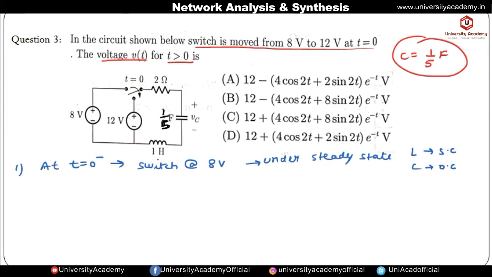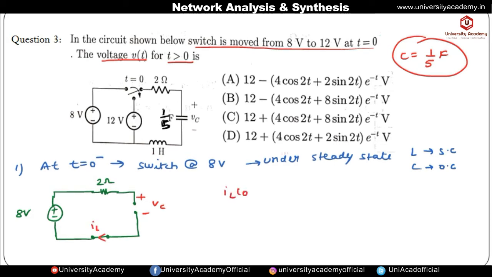So let us draw the circuit. Here we have an 8 volt voltage source. The 12 volt voltage source is not connected for t less than 0. Then we have the resistance, which is 2 ohm. Under the steady state, this capacitor acts as an open circuit and this inductor acts as a short circuit. The voltage across the capacitor is given by plus minus of Vc, and the current flowing through the inductor is I of L.